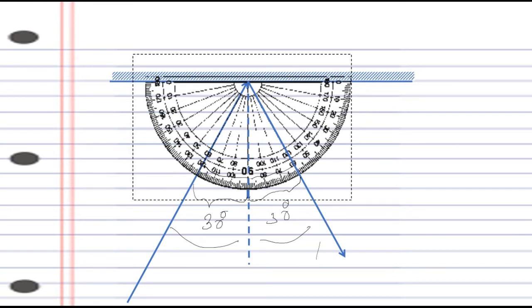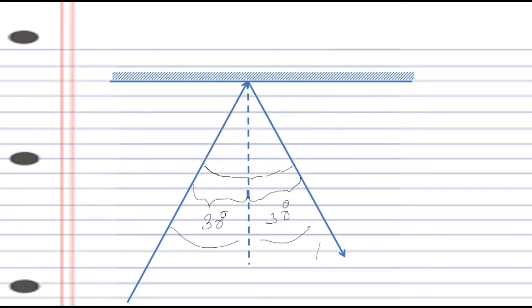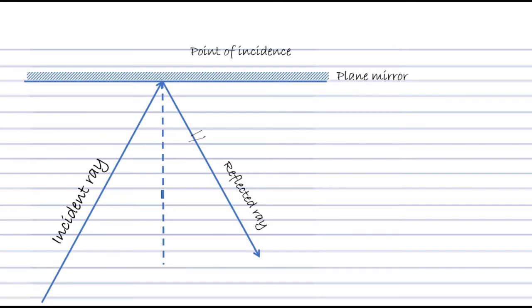And once you do this, you have to label the diagram. So this is what is called a plane mirror, right? So the first one is the plane mirror, the second one is the incident ray, right? The next one is this ray. This is what is the reflected ray, right? Now the next, the point of incident. So what is the point of incident? This is called the point of incident.